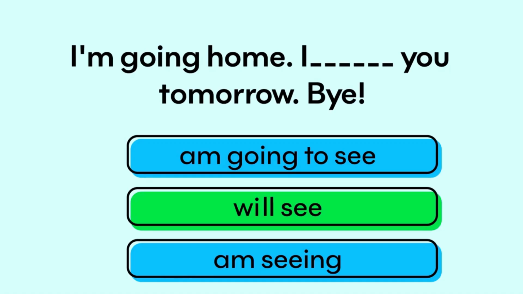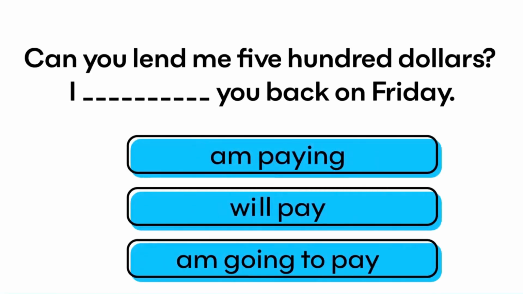Question number 13. I am going home. I blank you tomorrow. Bye. I am going to see you tomorrow. I will see you tomorrow. I am seeing you tomorrow. As you can see, I am going home. That's a fact. Do you know that you are going to see this person tomorrow? Is it a fact for you? No, it's not. I will see you tomorrow. It's something that probably will happen.